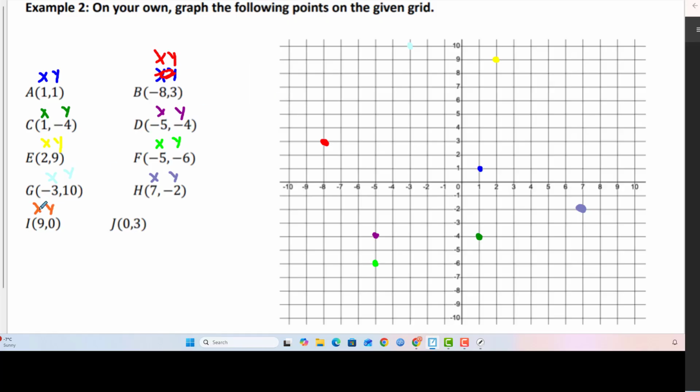X, Y. Here we have 9, 0. So my x-axis is +9, and y is 0. That means I'm not moving up or down, so we're just staying here. And here we have 0, 3. And 0, 3 means my horizontal movement, or my x-axis, is 0. And y is 3, so it's going to be here. And there we have it.